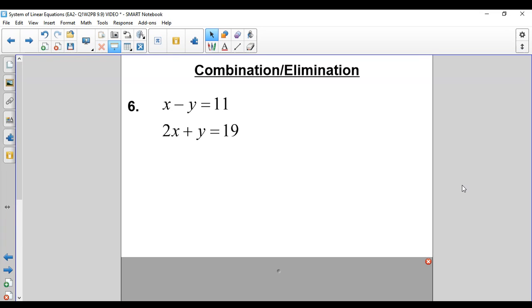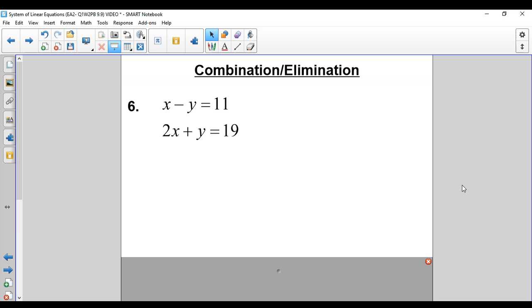Our final way of solving systems of linear equations is combination, or elimination. This is probably the most popular way. This is the way I prefer. This is what we're going to use moving forward, with some more in higher order systems later on in a couple weeks. So combination or elimination is the one where you add straight down in order to try and get one of the variables to cancel out.